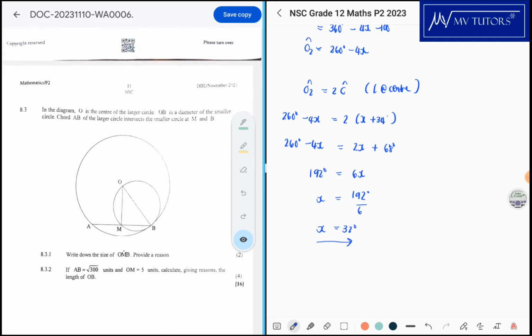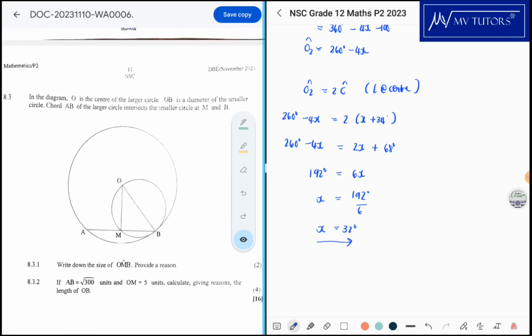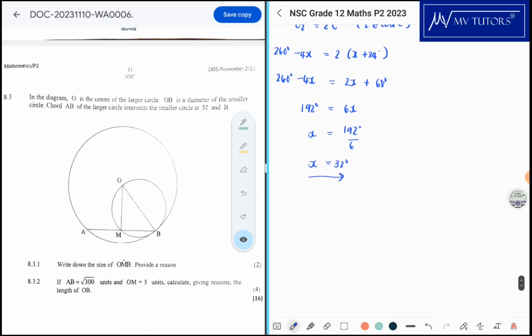Okay, and now we get to 8.3. It says in the diagram, O is the center of the larger circle, and OB is a diameter of the smaller circle. As soon as you hear diameter, that should tell you something: the angle subtended by the diameter is actually 90 degrees. Then chord AB of the larger circle intersects the smaller circle at M and B.